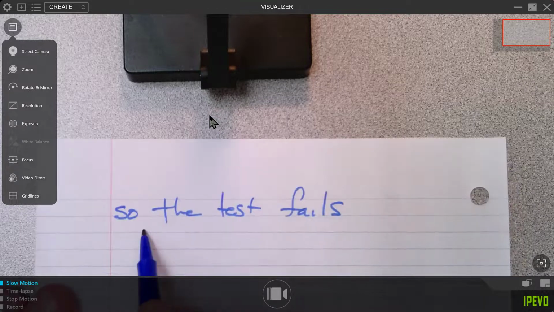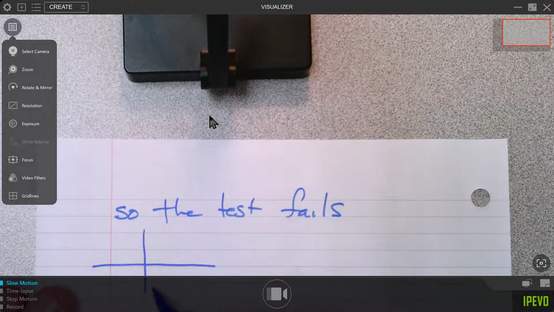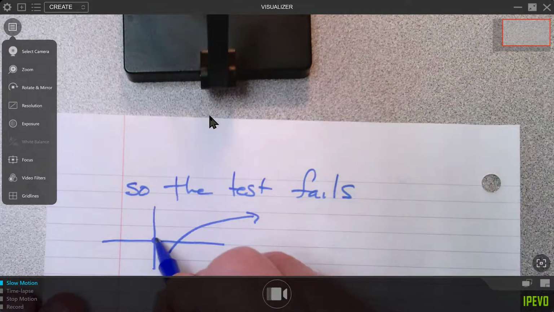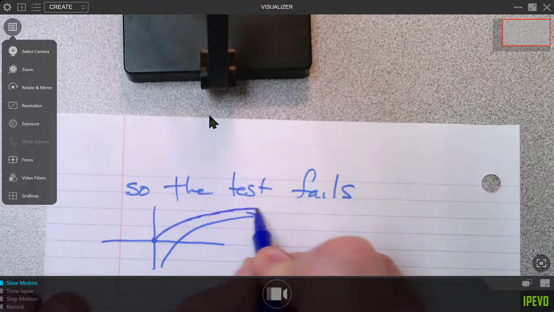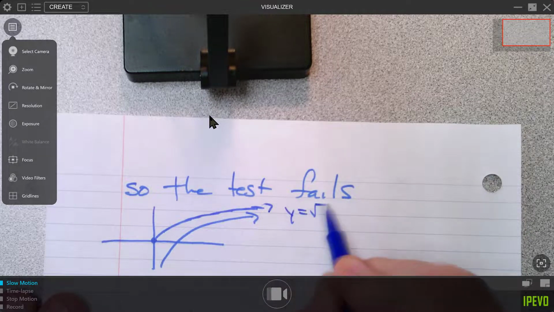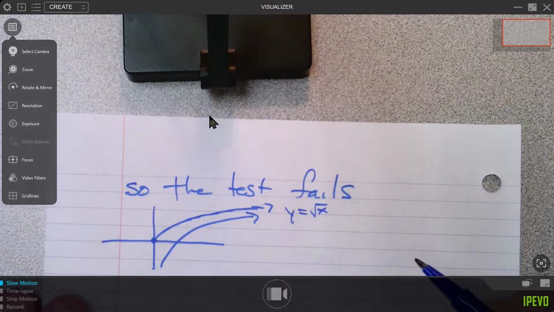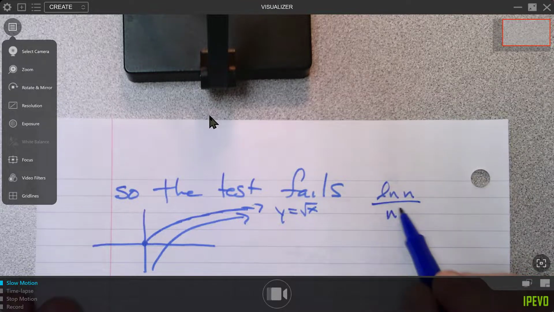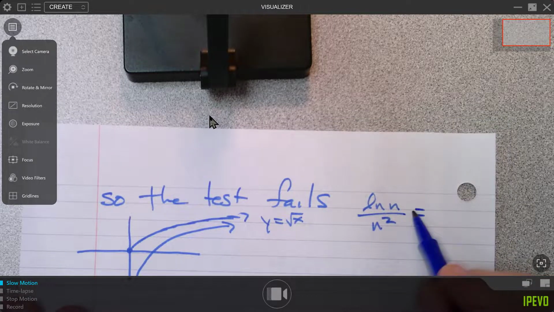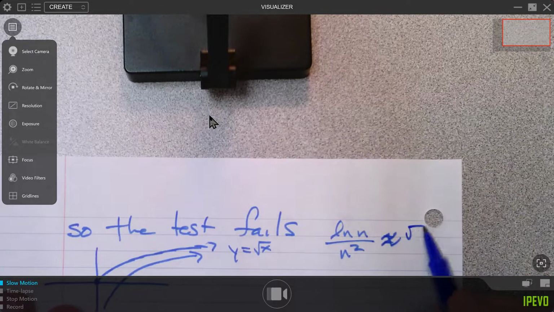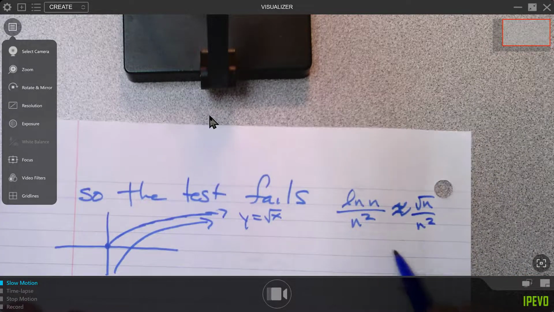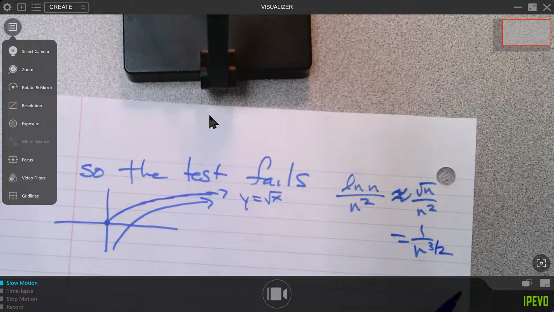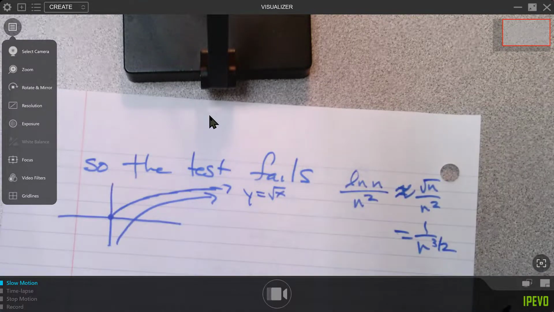So if we think about the natural log of x, does it look kind of something like this? And there's a function that's a nice power function, right? That they get close to each other as it grows without bound. So we have ln of n over n squared. So this should be close for large n to the square root of n over n squared, which is 1 over n to the 3 halves. So that's a convergent p-series.